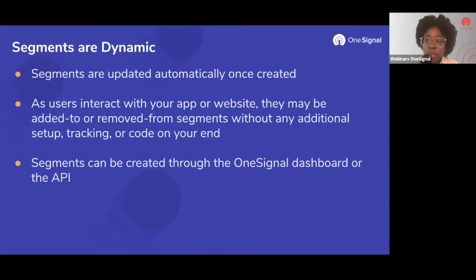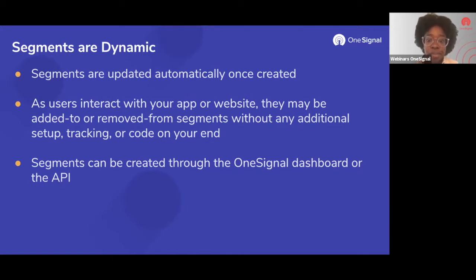So one thing I wanted to make clear is that segments are dynamic. So segments are updated automatically once they are created, which is great. So once you create a group, anyone that meets the criteria of that group will drop into your segment. So as users interact, they may come in and out of segments without any additional work or setup needed from your end.